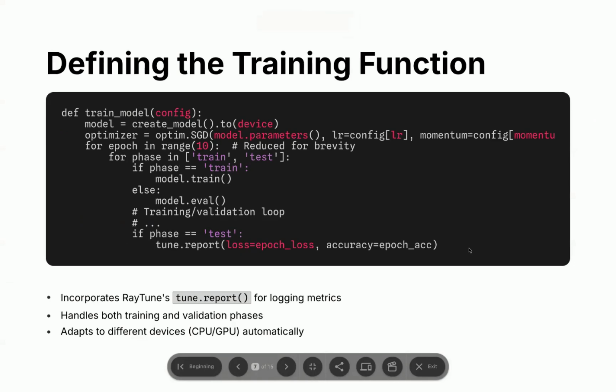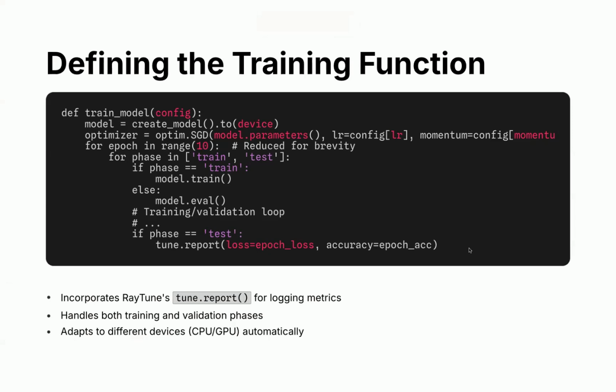So here we define the training function. So basically we have the model, we have the optimizer, and then we're looping for a number of epochs for the train and test phase. And we're utilizing Ray Tune's tune.report for logging metrics. It handles both training and validation phases, and this can seamlessly adapt to both CPU and GPU-based training. So it's relatively flexible code that can be implemented across different architectures.